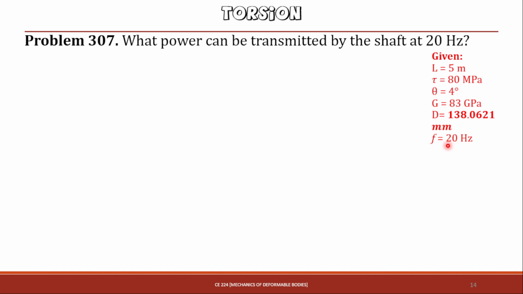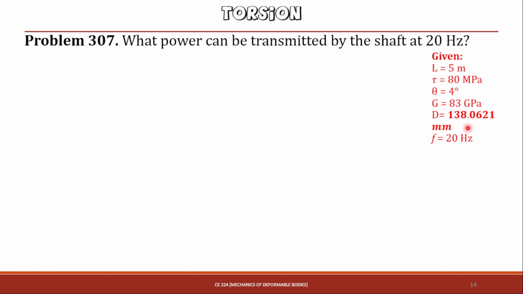So, again, yung frequency, yung f natin kanina, sinabi doon number of revolutions per minute, revolutions per second. So, yung Hertz na unit natin, it is a cycles per second, kaya hindi na natin siya kailangan i-convert. Okay? So, ito yung given sa atin kanina, 5 meters, 80 megapascal, and so on and so forth.